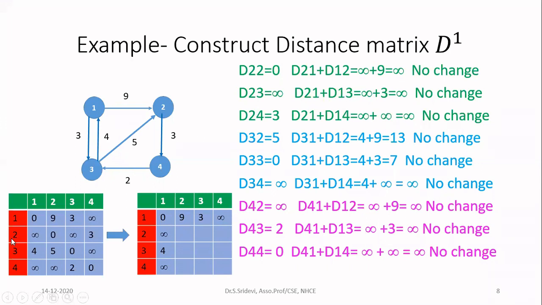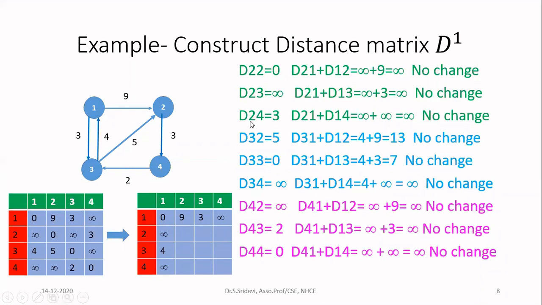Now check the addition of these two distances. D21 is from vertex 2 to vertex 1, and the cost is infinite. Then D13 is from vertex 1 to vertex 3, and the cost is 3. When you add these two, you get infinite, so there is no improvement. If you are getting a lower cost, then you do the update. If it is equal to the already existing cost, or greater, don't make any changes. So I'm not going to do any changes.